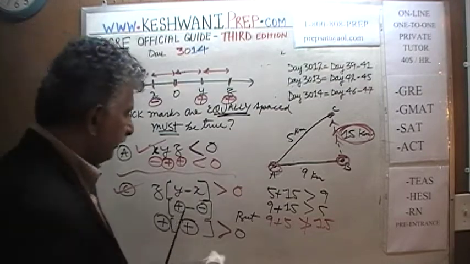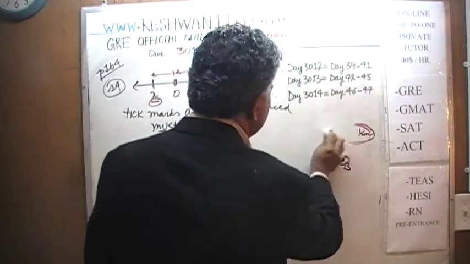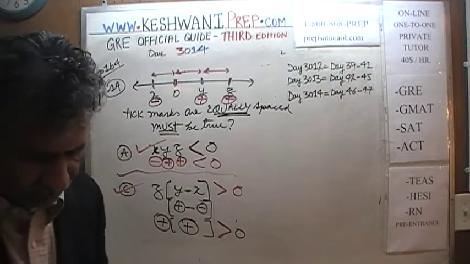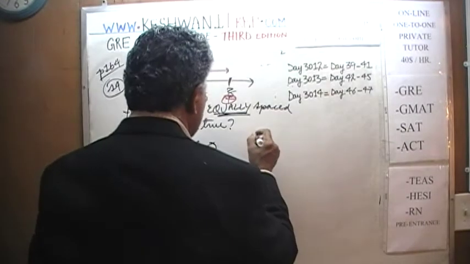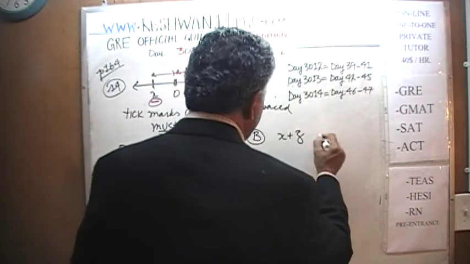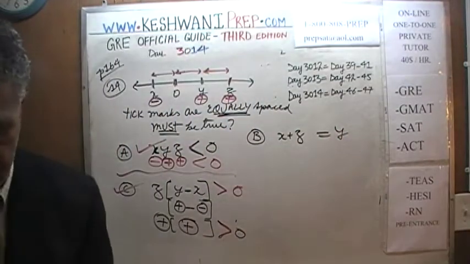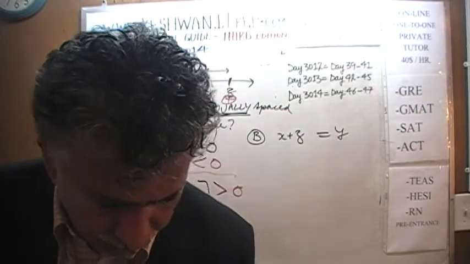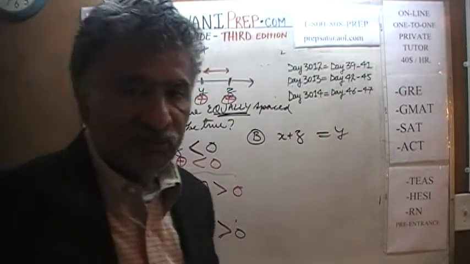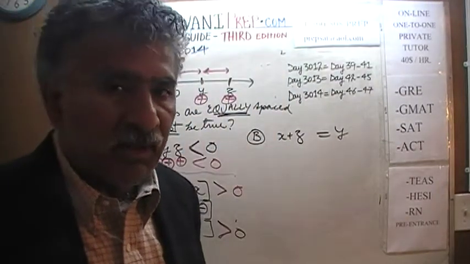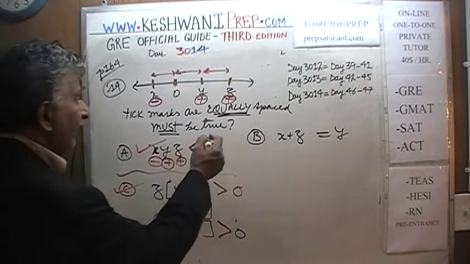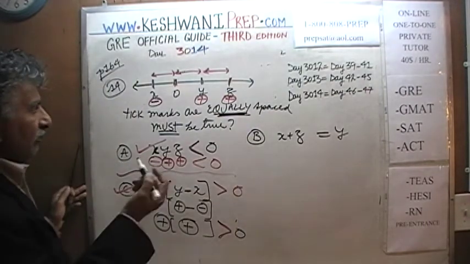Let's look at answer choice B over here. Answer choice B says x plus z is equal to y. Now this is a little tricky. Here we are not establishing whether it's positive or negative. We have to figure out whether this statement has to be true all the time. The simplest, quickest, most economical way here is to simply plug in numbers. What allows us to plug in numbers is the fact that they are equally spaced. As long as you make them equally spaced, it should work.